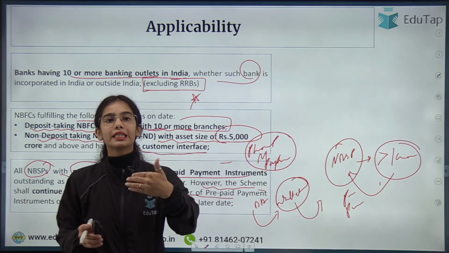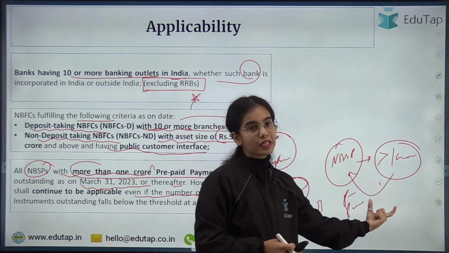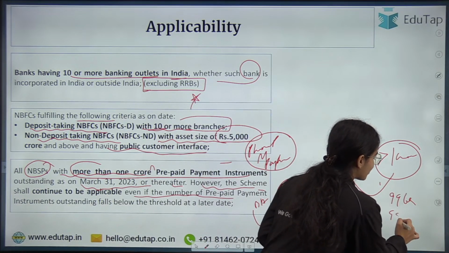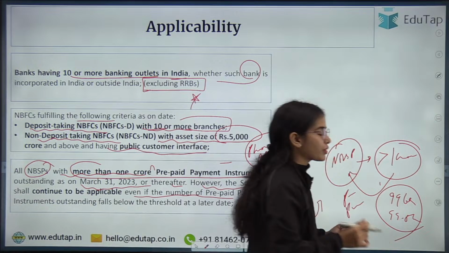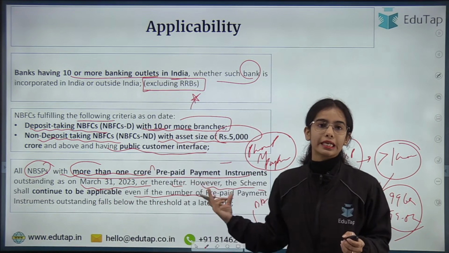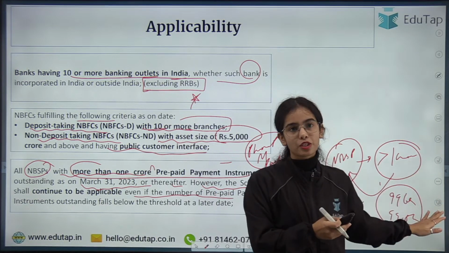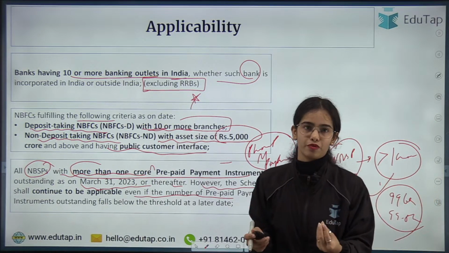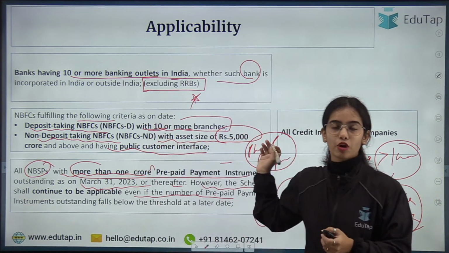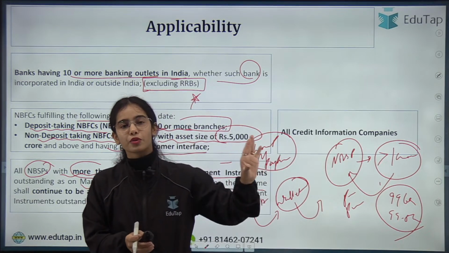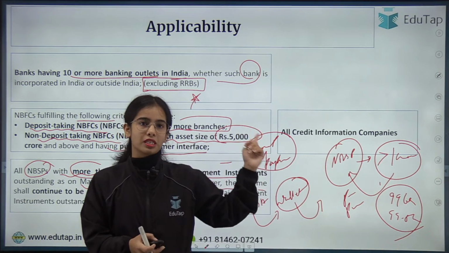But let's say on a later date, the prepaid payment instruments are falling to 99 lakhs or 99.5 lakhs, still they will have to have the internal ombudsman, because it is said that if on a later date the prepaid payment instruments are falling, still the guidelines of the internal ombudsman have to be followed. Okay. Now all the credit information companies will have to follow the master direction.